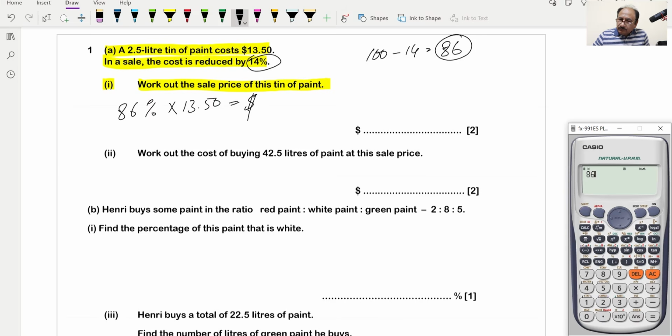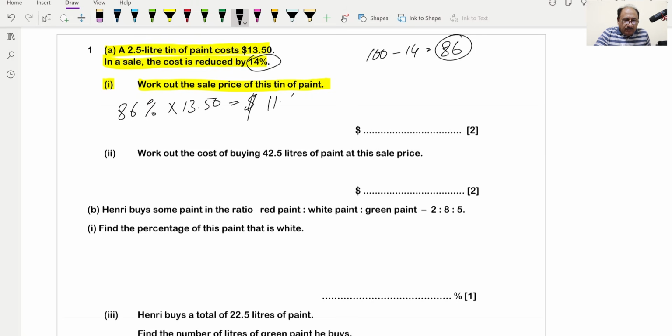86% of 13.50, and this is equal to 11.61. So $11.61 will be the reduced price.